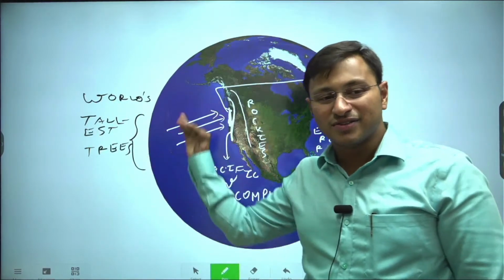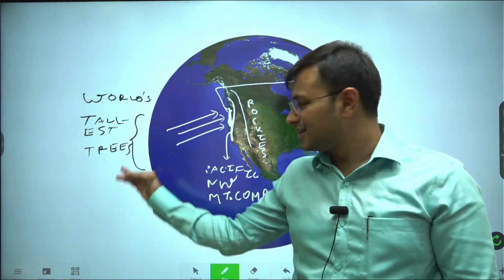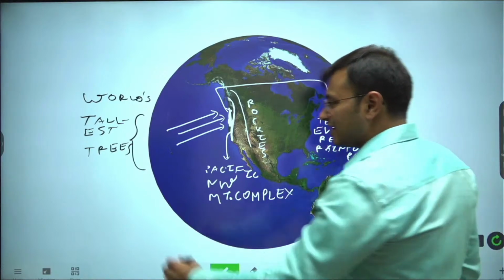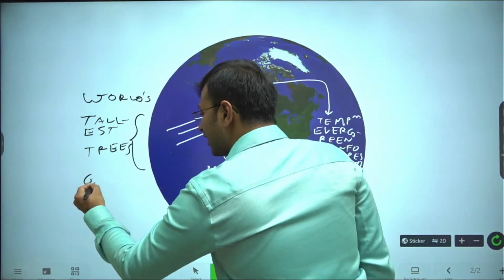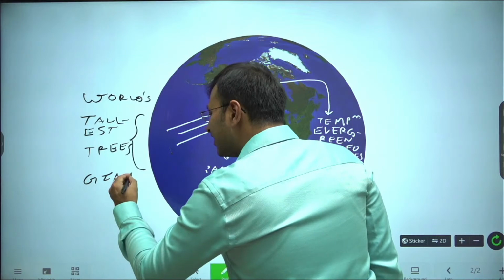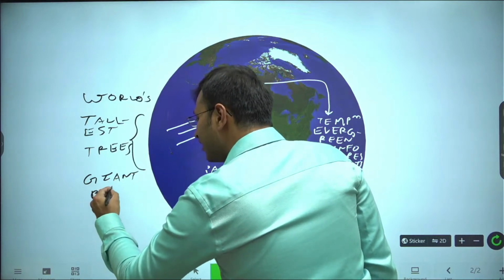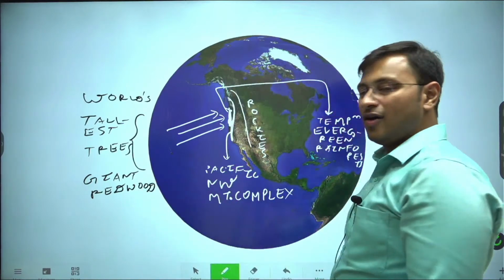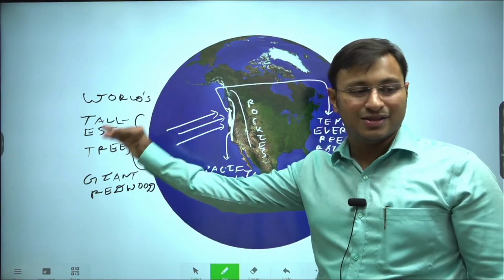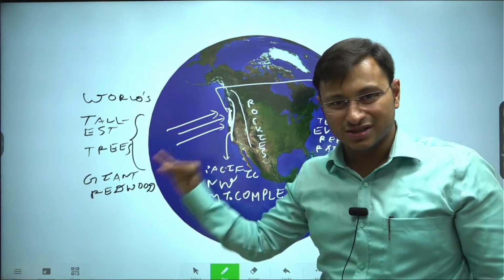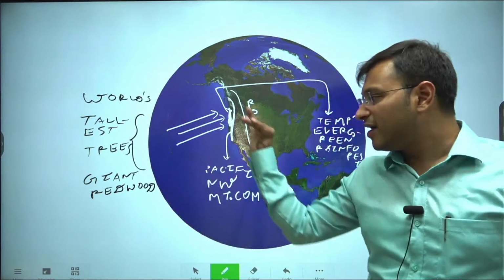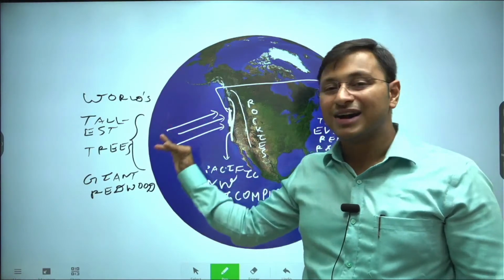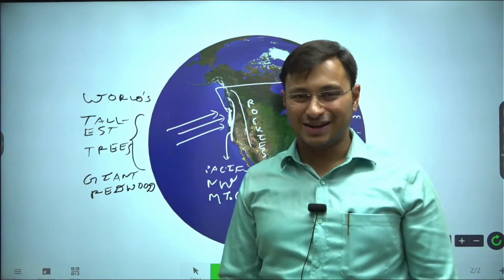Those who are watching, you are free to comment if you know the name of this. The name of the world's tallest trees is the giant redwood. It is called the giant what? Redwood. The giant redwood tree of California, of Washington, of Oregon. These are the world's tallest trees. And why do we have this arrangement? Because the mountains on the west coast are acting as orographic barriers.